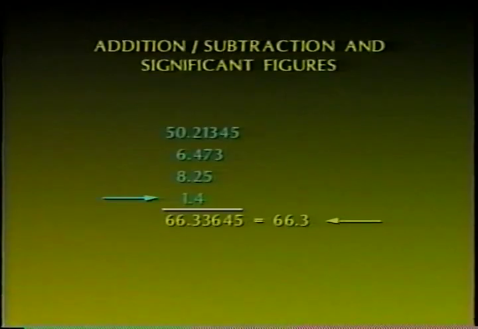In survey computations, it is important that calculations be consistent with measured values. Again, we do not want to indicate false accuracies in our answers. In the addition problem shown here, the answer must be rounded to the rightmost column that has significant figures for all the values being added. In other words, the 4 in the value 1.4. The answer must be rounded to the tenths place, since this is the rightmost column that has a significant figure for each value being added.